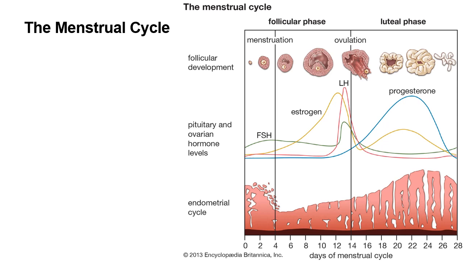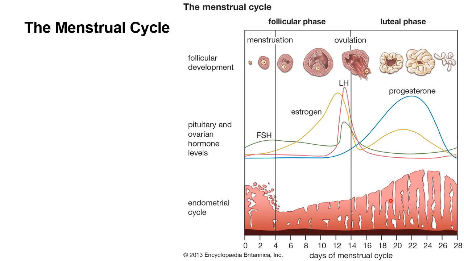And for our last slide, we have here the menstrual cycle. What I want you to take particular attention to is this: estrogen causes the lining of the uterus, which is this one, to thicken, and progesterone causes the lining of the uterus to become more mature.